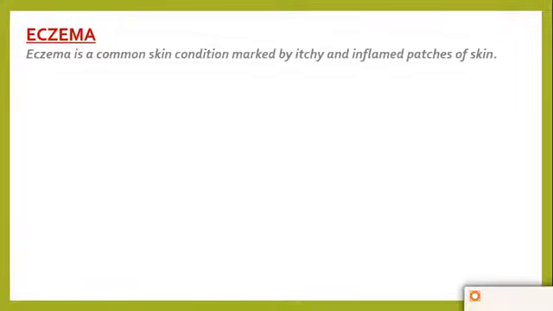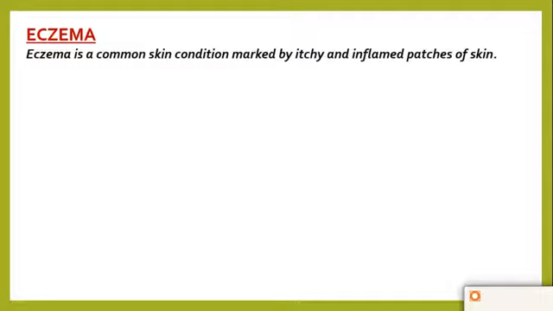So what is eczema? Of course, it is a skin disease. It's a common skin condition marked by itchy and inflamed patches of skin. Inflamed here talks of swellings, like pimples, appearing on the skin.